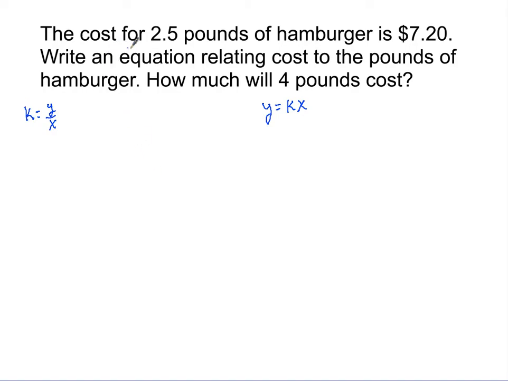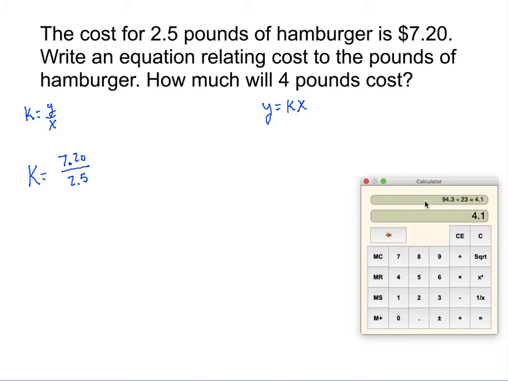Okay, so the cost of 2.5 pounds of hamburger is $7.20. Here's my equation. My constant of proportionality will equal the money on top divided by the number of pounds on bottom. And you guys have calculators on your Chromebooks, or if you have a calculator to use, that's fine on this kind of stuff. But 7.2 divided by 2.5 equals 2.88. So that means 1 pound of hamburger costs $2.88. It's $2.88 a pound.